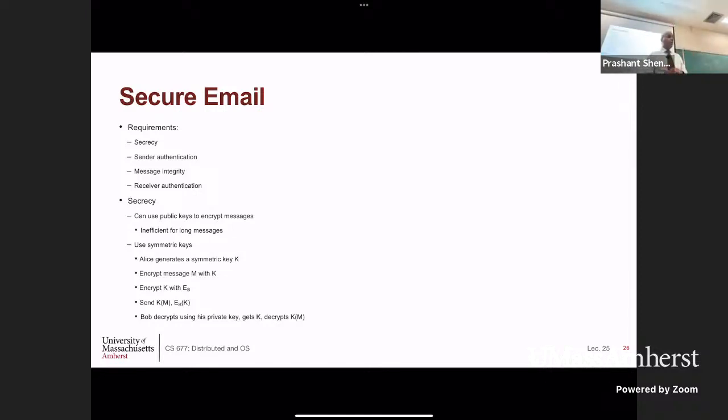Okay? So the 4 requirements for secure email: we want secrecy, which means we only want the intended recipient to read that email, no one else. That's called secrecy, right? We want sender authentication, which means that when you receive an email from someone, you should be able to authenticate that someone sent it. It was not sent by someone else, spoofing to be Alice, for example. Because you want to authenticate it came from someone.